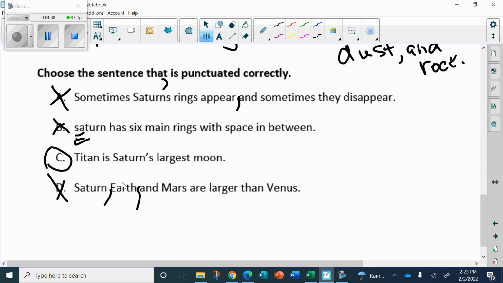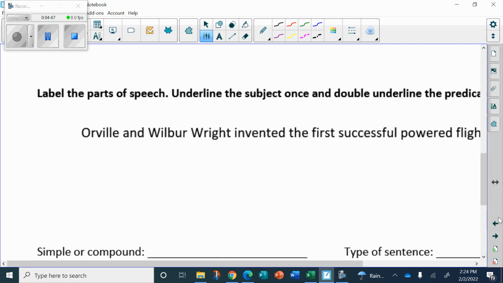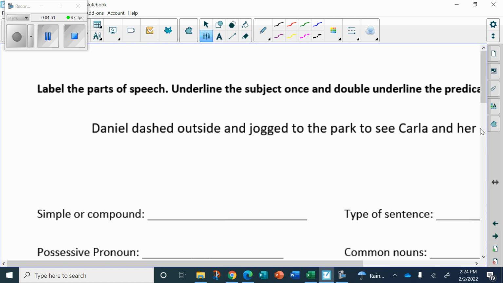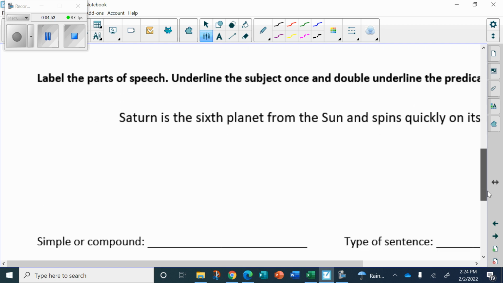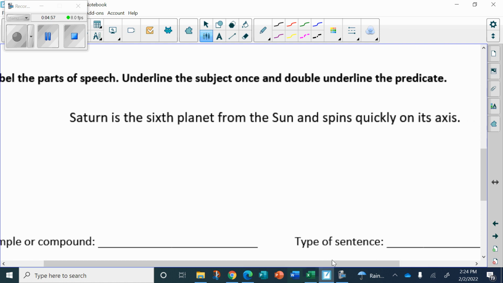Okay? All right. I want you to follow along. Now let's go to the back. Nope, that's the wrong one. Let me try again. There we go. That's what we want. Okay, label the parts of speech.